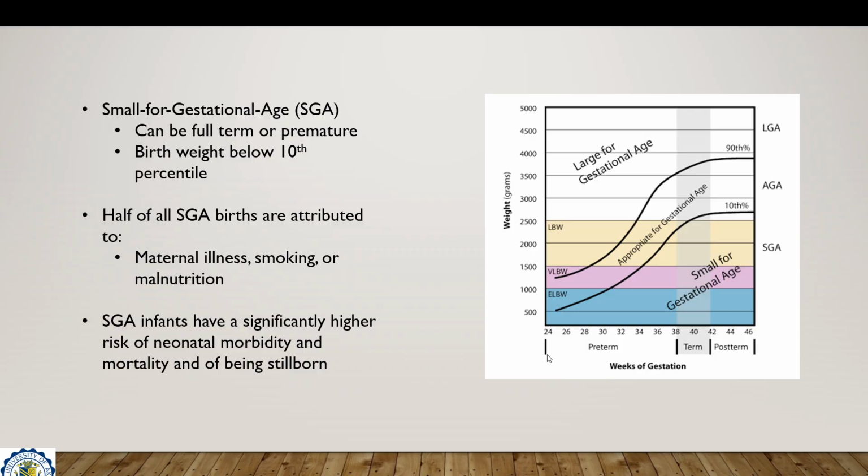And then if we look up here at babies born preterm, and then we can also look for babies born post-term. Half of all small for gestational age births are attributed to a mother's illness, mother smoking during pregnancy, or mother's poor nutrition. Small for gestational age infants have a significantly higher risk of neonatal morbidity and mortality of being a stillborn.